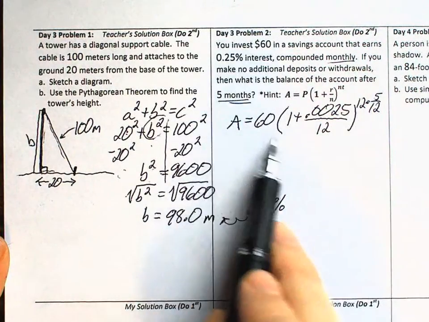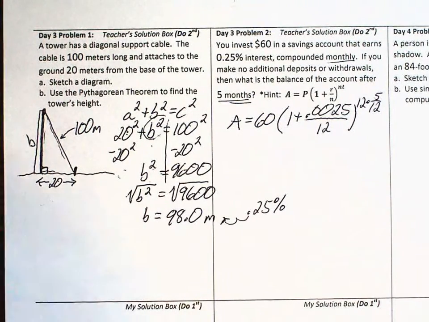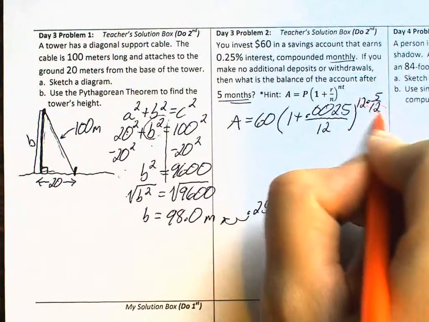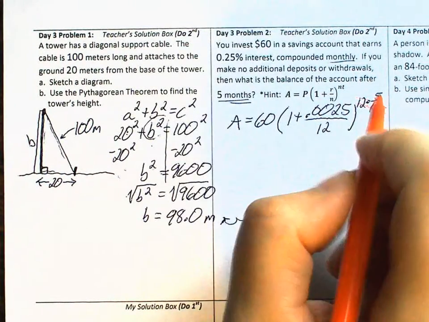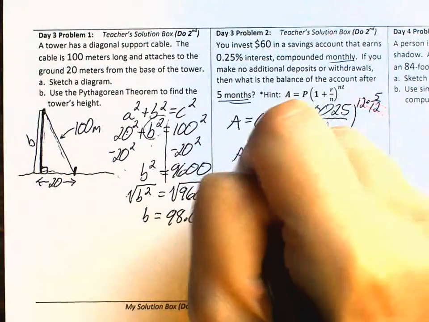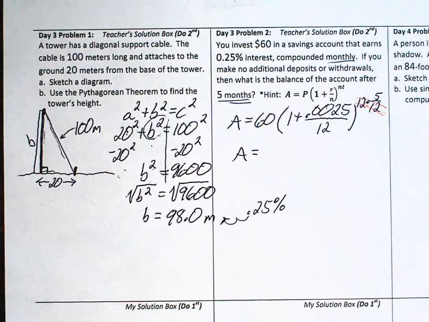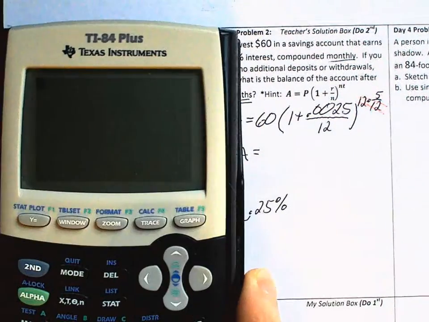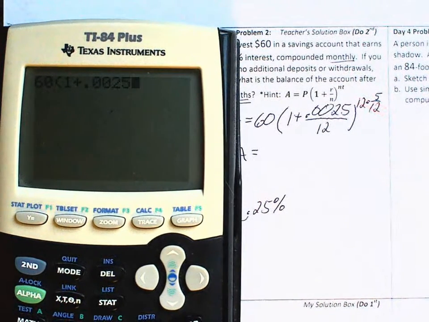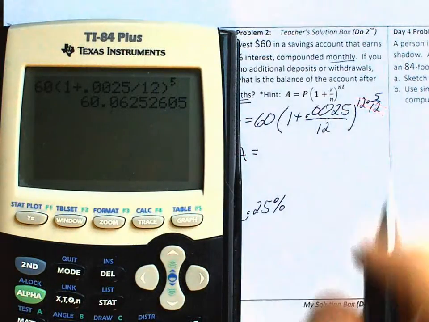We want to type this in the calculator. And when we type this in, if we cross-cancel those 12s in the exponent, we really only have to type in an exponent of 5, and that'll just save some typing. So let's type this in and see what we get for A, the amount in our account. 60 times (1 plus 0.0025 divided by 12), close the parenthesis, exponent 5. $60.06.